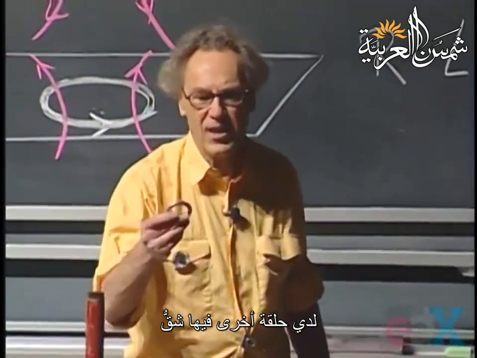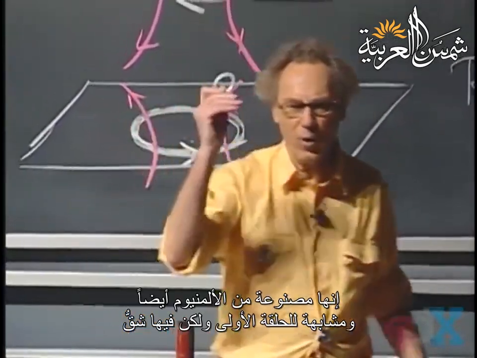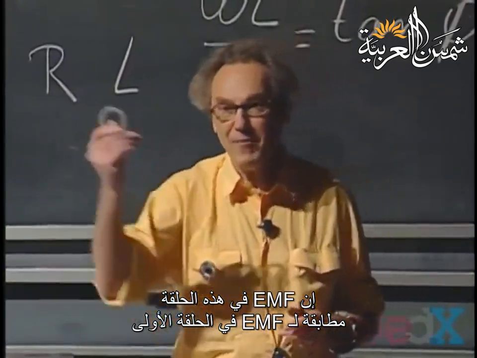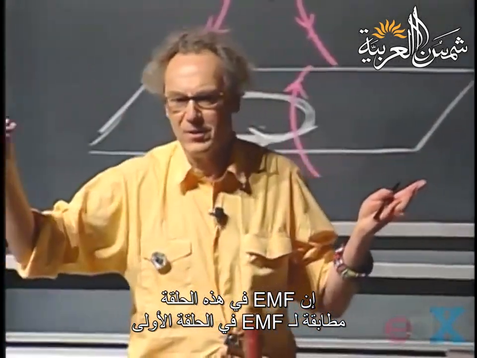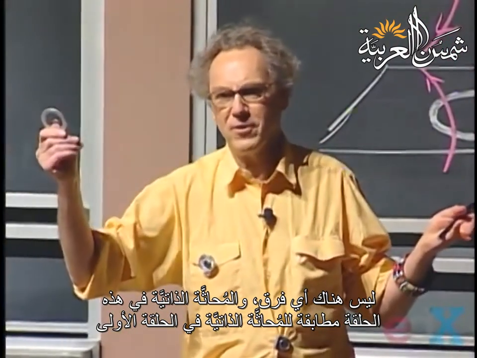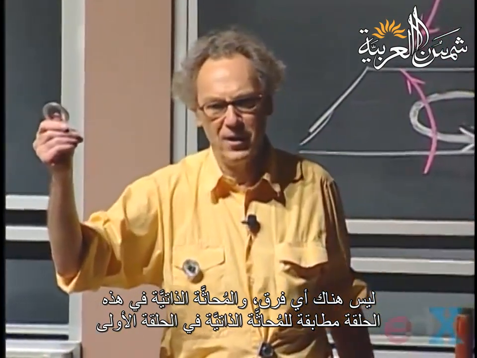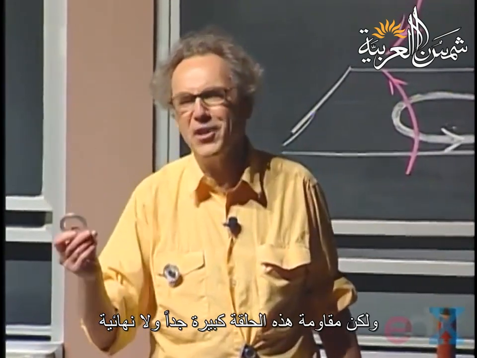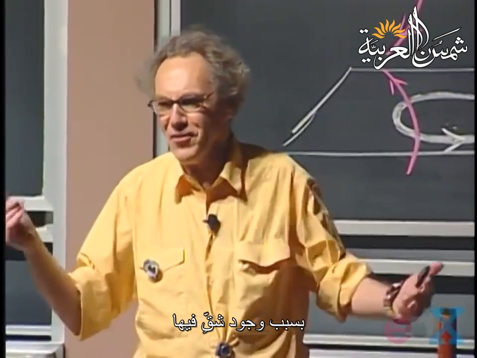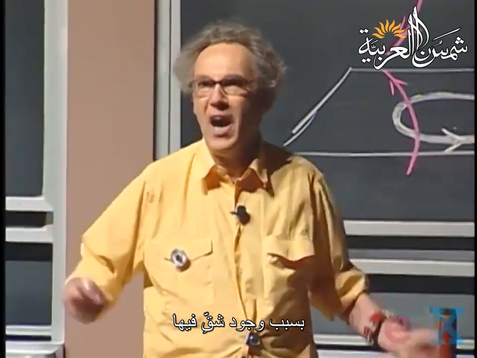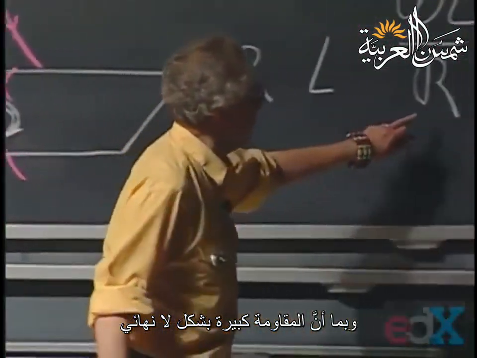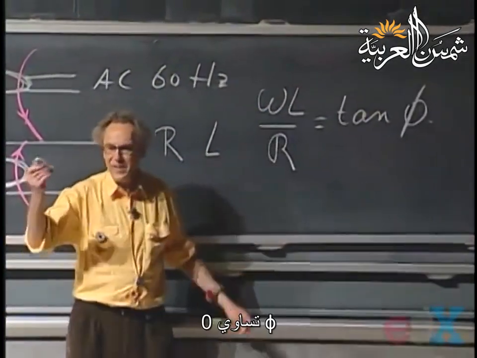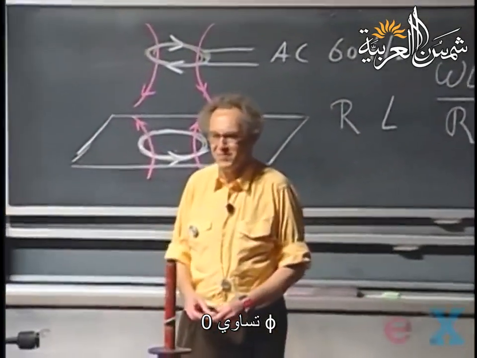I have another ring here which has a slot, also aluminum. Same ring, but it has a slot. Well, the EMF in this ring is going to be identical. There's no difference. In fact, the self-inductance of this ring is identical. But the resistance of this ring is huge, because there's a slot in there. The resistance is almost infinitely high. And so if the resistance is infinitely high, no matter what L is and what omega is, phi is going to be 0. Won't repel.